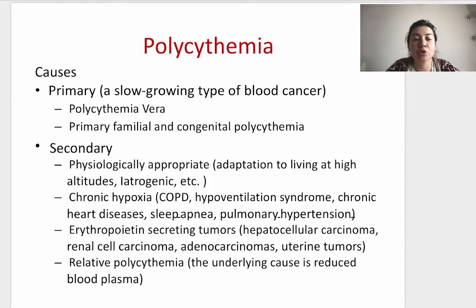It can be due to chronic hypoxia, like in COPD patients, chronic obstructive pulmonary disease, in hypoventilation syndrome, in chronic heart diseases, sleep apnea, pulmonary hypertension. Erythropoietin-secreting tumors like hepatocellular carcinoma, renal cell carcinoma, adrenocarcinomas, uterine tumors. In relative polycythemia, the underlying cause is reduced blood plasma.